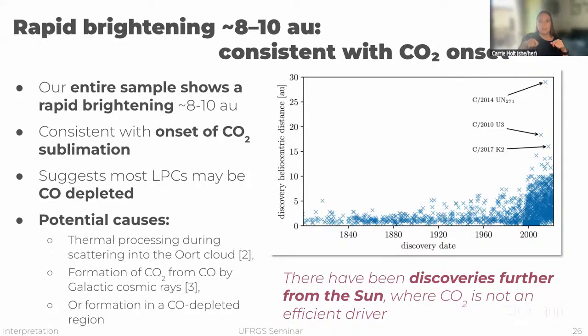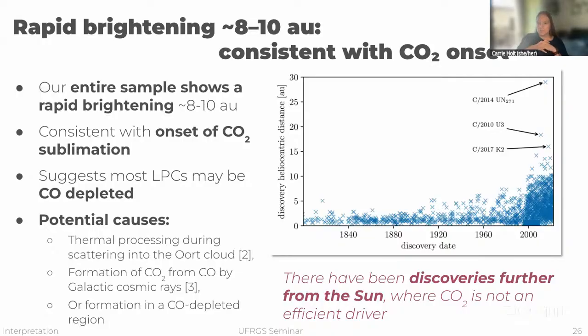So this suggests that maybe most long period comets that are discovered at these distances especially may be CO depleted, and their activity is actually dominated by CO2. And this is also interesting, like I said, because we see that cutoff in our discovery distances. So maybe it applies not just to our own subset, but to many long period comets, if not most. So why might most of these comets be CO depleted?